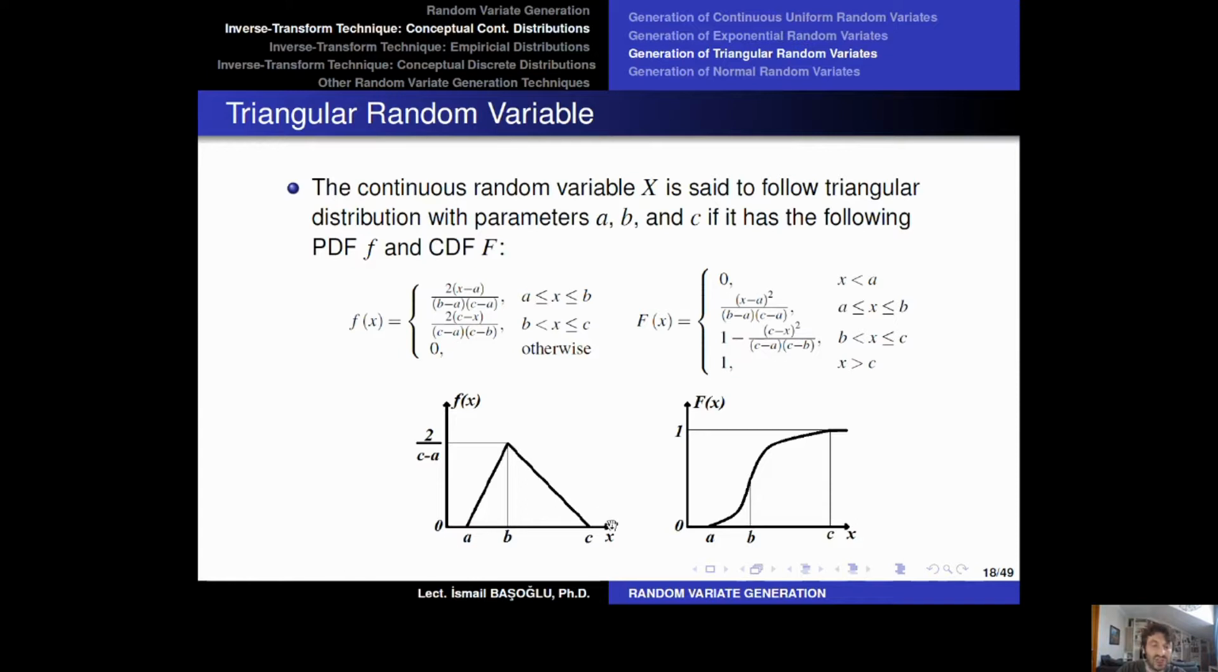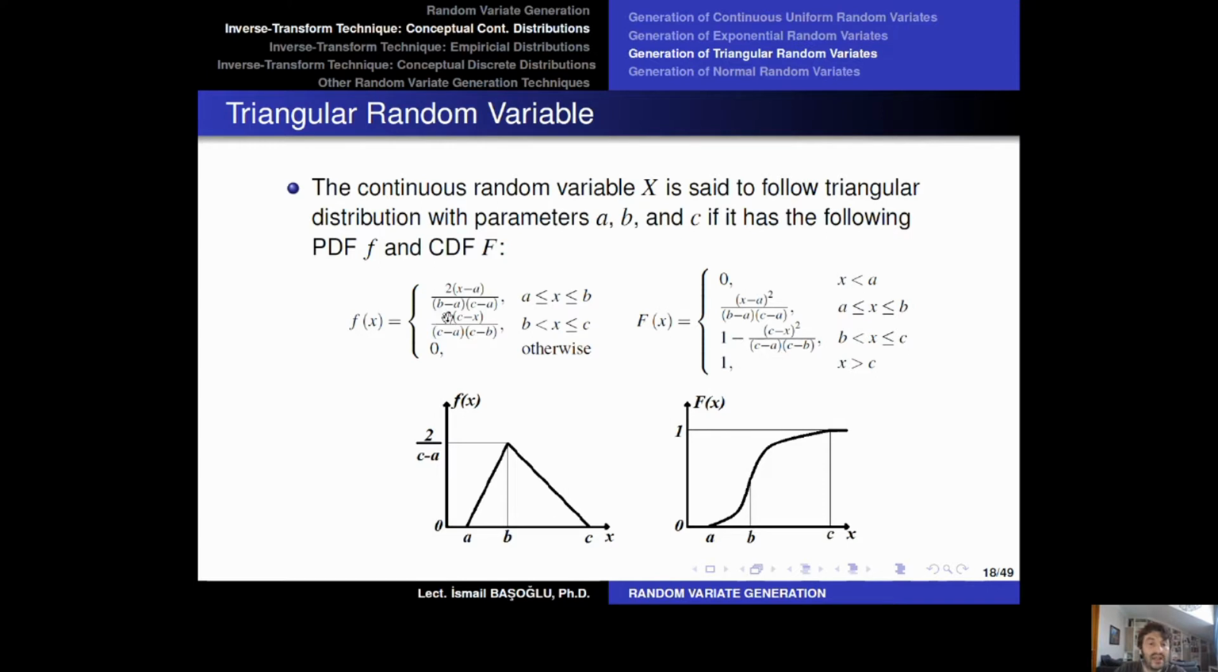So it is a triangular shape like this. This b value should be between a and c, and it can also be equal to a or c as well. For example, if b is equal to a, then we will have a perpendicular triangle shape here, or if b is equal to c, again we will have an orthogonal triangle here.